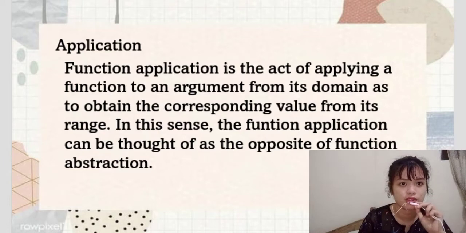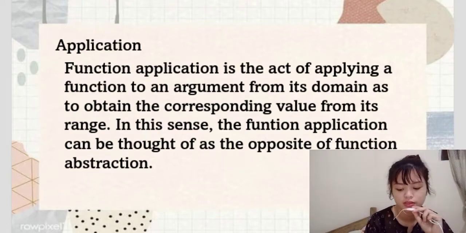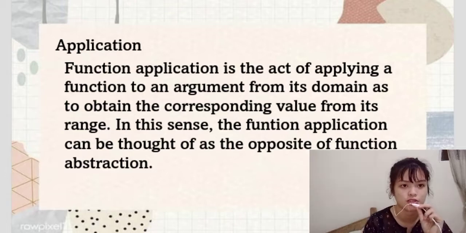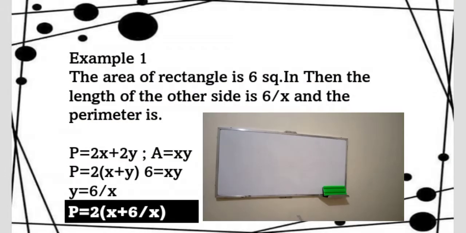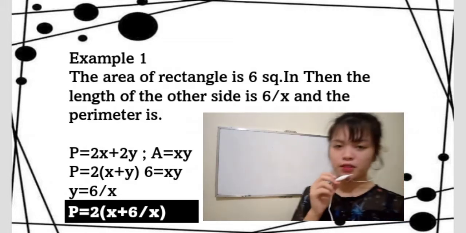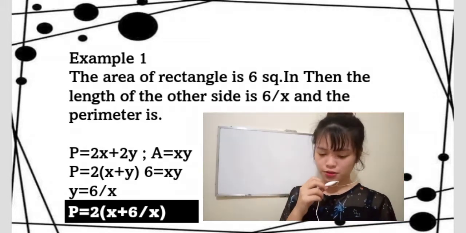Our next topic is all about application. So, application is the act of applying a function to an argument from its domain so as to obtain the corresponding value from its range. In this sense, the function application can be thought of as the opposite of function abstraction. So, let's discuss the example number 1 of application.